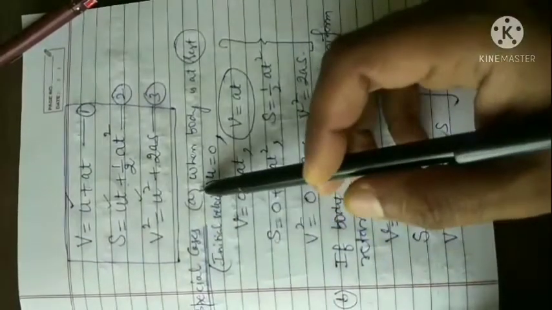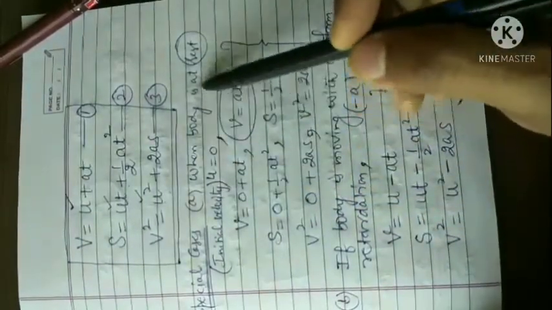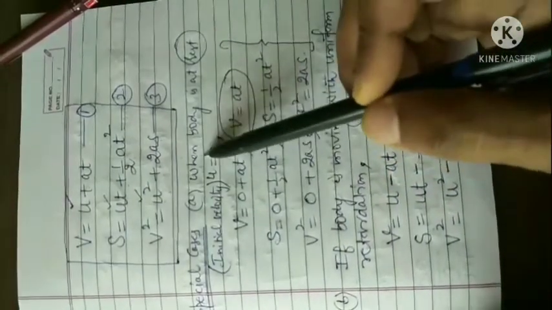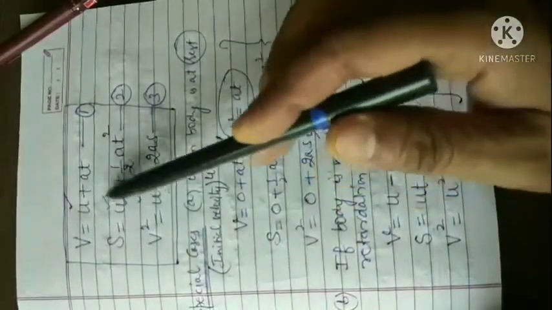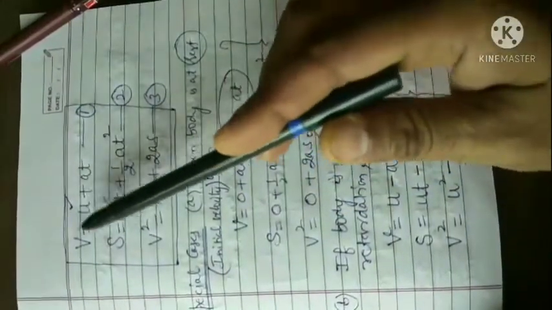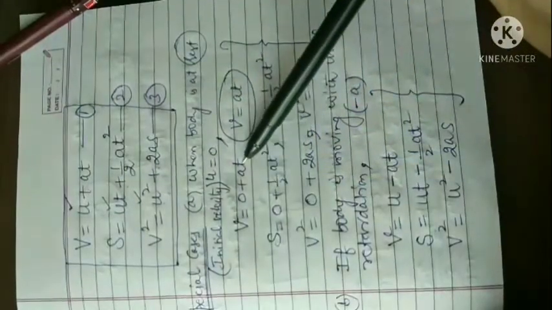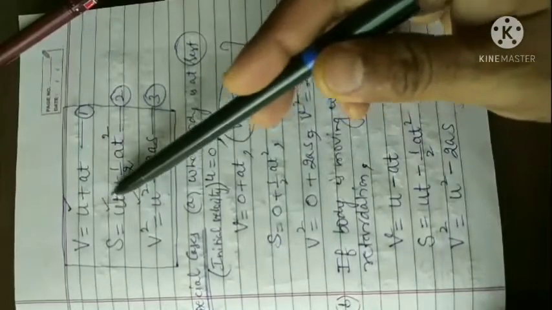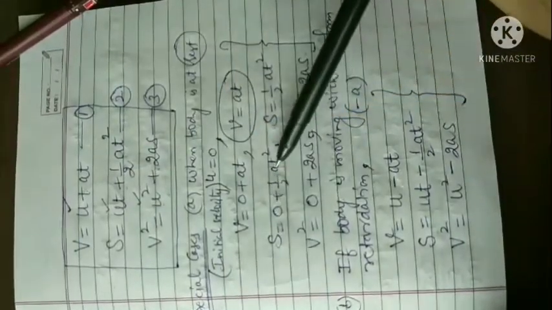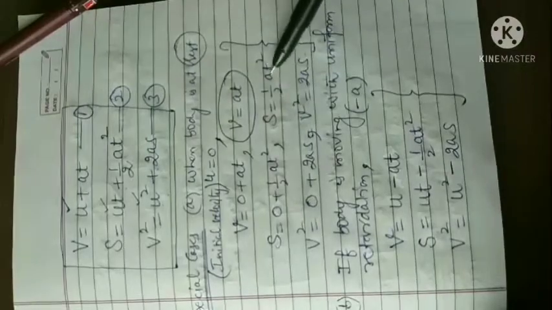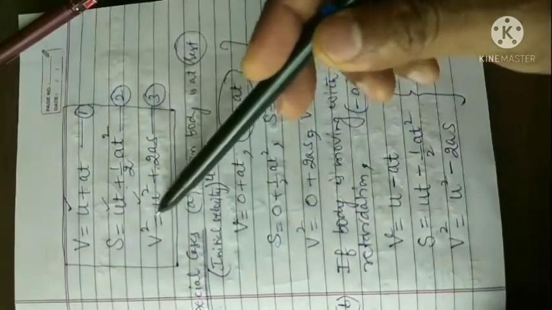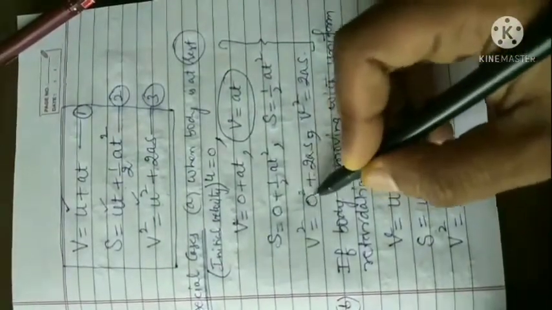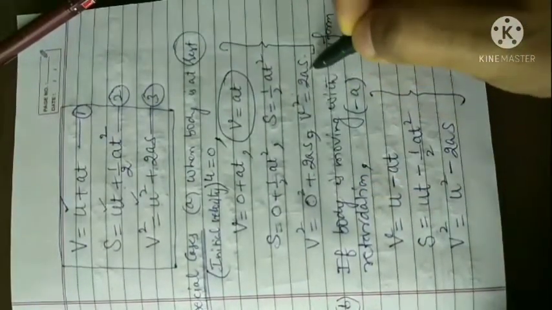Now special cases. A part, when the body is at rest. What does it mean? Initial velocity is 0. Now U is equal to 0, and you can substitute that U in all the 3 equations. So the first equation will become V is equal to 0 plus AT, that is V equal to AT. S is equal to UT plus half AT square, UT will become 0, so S is equal to half AT square. In the third, V square is equal to 0 square plus 2AS. 0 square is also 0, so V square is equal to 2AS.